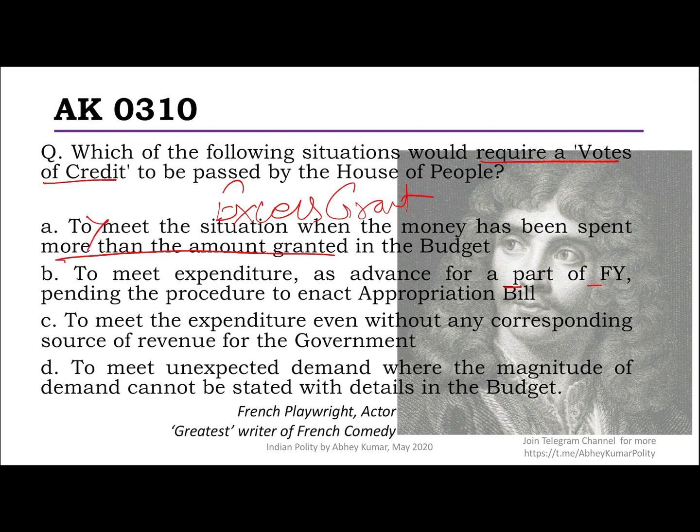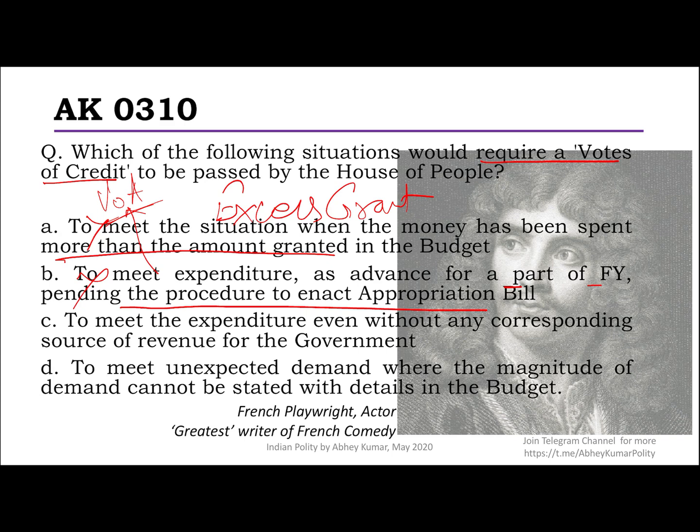To meet expenditure as advance for a part of the financial year. Well, this is also not the answer to the question, because this is what we call, I'm sure you can recall, the vote on account. A couple of questions have come on this also earlier in our videos. Nowadays, we don't have vote on account because the budget session has been preponed, so we have enough time to pass this. We don't have to wait till the appropriation bill is enacted.